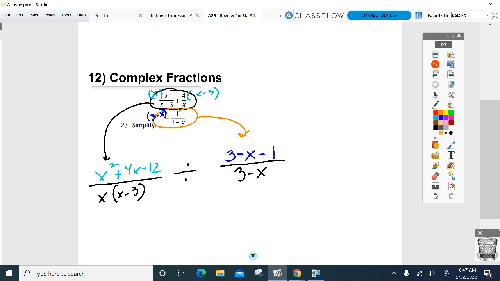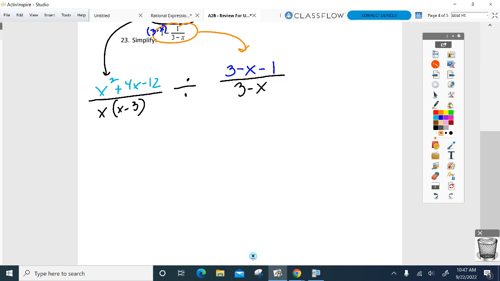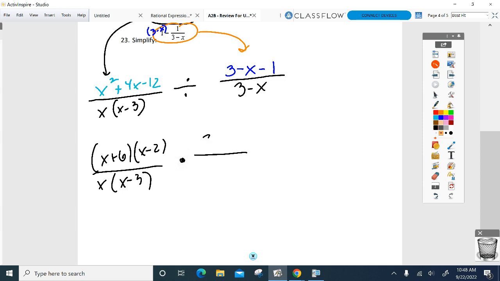Let's clean everything up and see if we can cross anything out, because this is a division problem at the end. Can we factor that? x squared plus 4x minus 12? I think we can. What are my numbers? Plus 6, minus 2. Division changes into multiplication. Flip. 3 minus x. And what do I got on the bottom here now? Negative x plus 2, right?